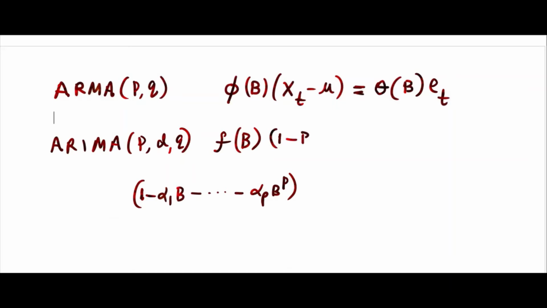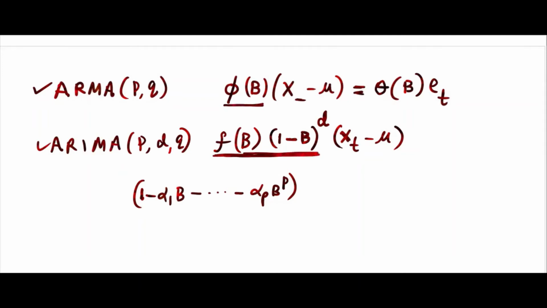1 minus b. If you write 1 minus b, you need to differentiate once, okay. So 1 minus b square, 1 minus b power d. This factor you have to find out. Then this will remain the same, xt minus mu. That means if you want to compare this one and this one, you see this one is changed, okay. This function of b is equal to this.